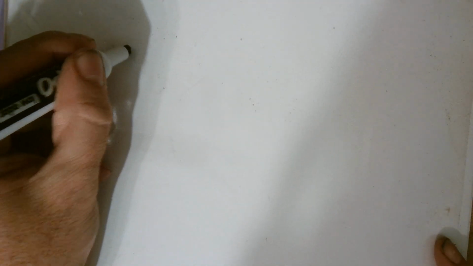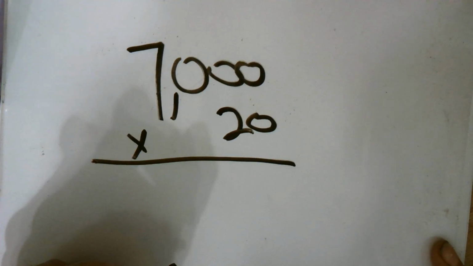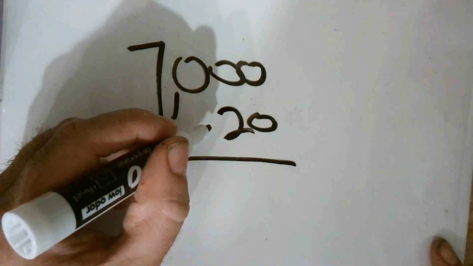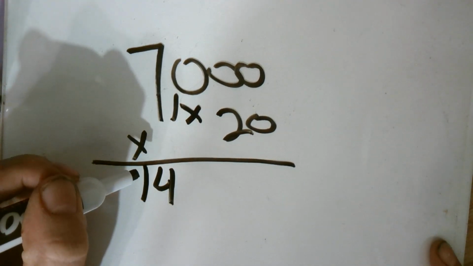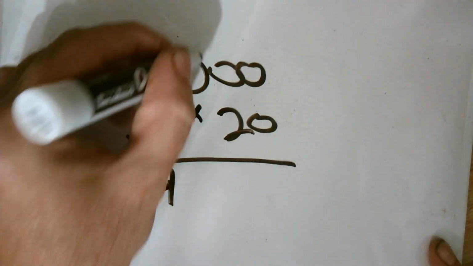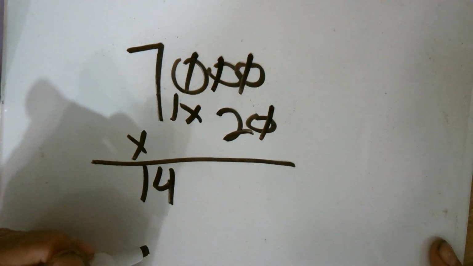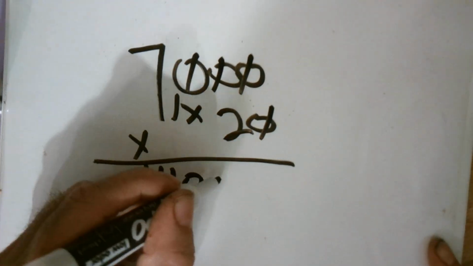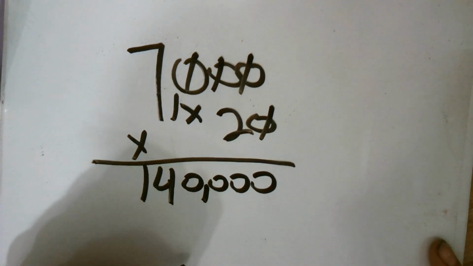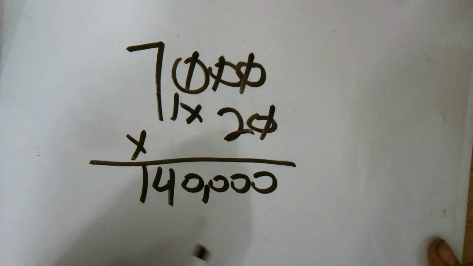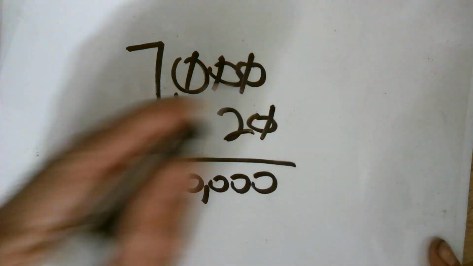So if you have a situation where you have 7,000 times 200, what you're going to do is quick enough is to go 7 times 2 is 14, and then count the zeros and add the zeros. Take them out and put them back in, as my students know. So I have 1, 2, 3, 4, 5 zeros. So it would be 140,000. So that's the simplest way of doing it. Take them out, plug them back in.